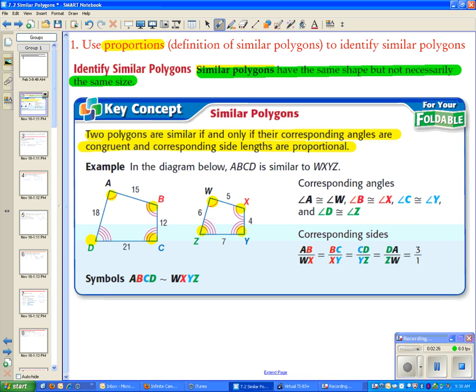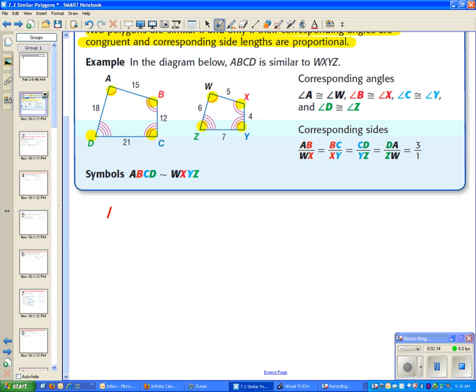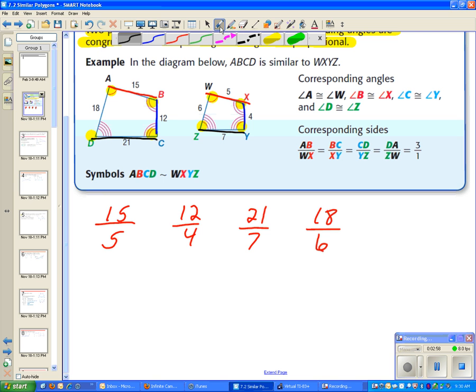Okay? So, looking at this example, if we make a ratio out of each pair of corresponding sides, I can make a ratio out of 15 and 5, then a ratio out of 12 and 4, and of 21 and 7, and of 18 and 6. Do you see how I got all those? Because that side corresponds to that one. That side corresponds to that one. That one with that one. And then that one with that one.